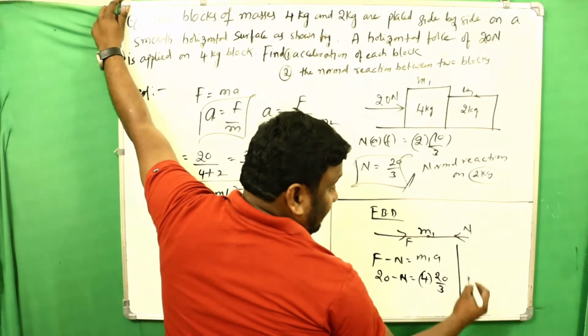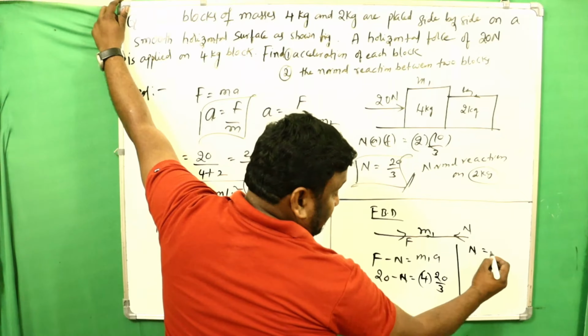Then obviously what can you write here? N is equal to 20 minus 20 by 3 we can write. Clear? Simply 20 minus N is equal to 4 of 20 by 3, and N is equal to what? 20 minus 20 into 4 by 3.